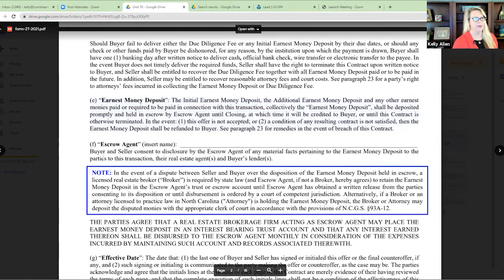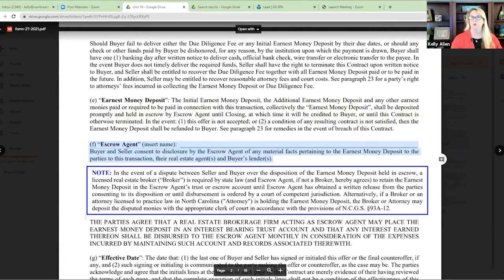Letter F. Letter F reads, who is the escrow agent? Who is holding the trust money? Now, customarily, it is the listing firm, but it does not have to be the listing firm. Some firms will insist on holding the earnest money, even if they're representing the buyer. So just be aware of that. But customarily, it is the listing firm.